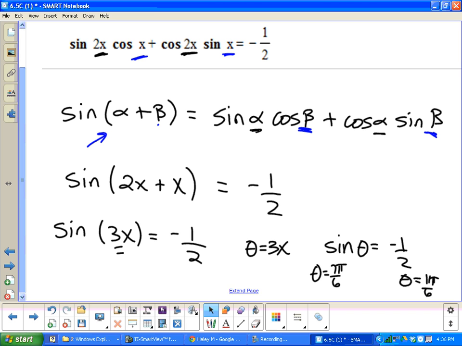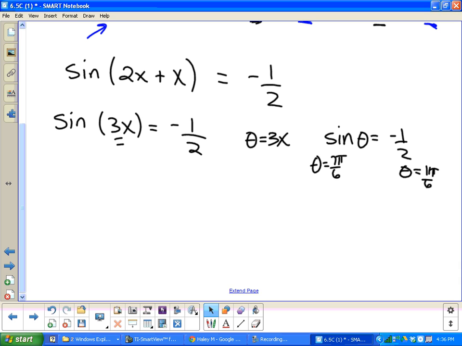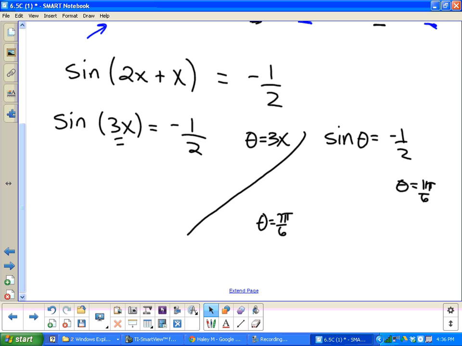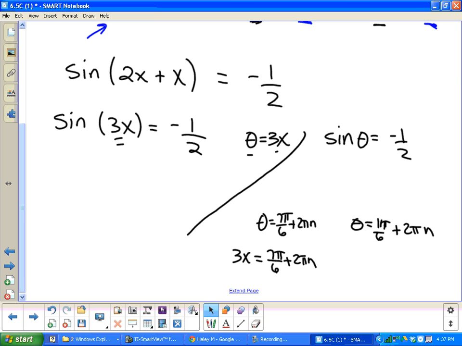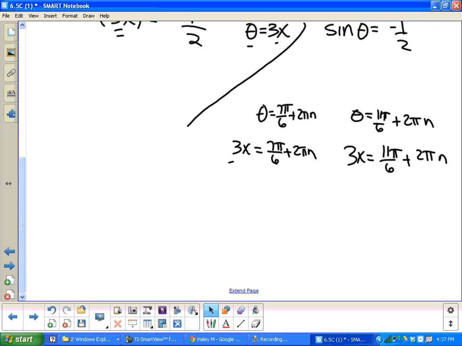Okay, now we're going to have to add our plus 2 pi k, so I'll bring them out so I can give myself some more room here. So we'll say plus 2 pi n. Recall theta was equal to 3x. We get 3x equals 7 pi over 6 plus 2 pi n, and 3x equals 11 pi over 6 plus 2 pi n. Now, let's get rid of these 3's, so divide by 3.